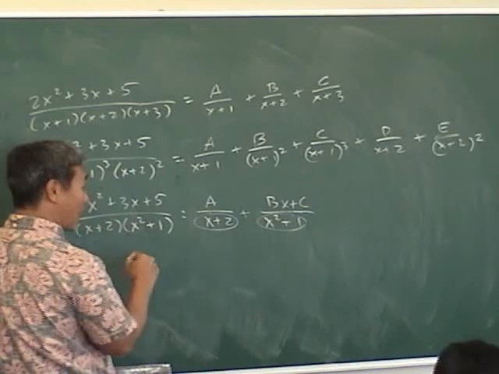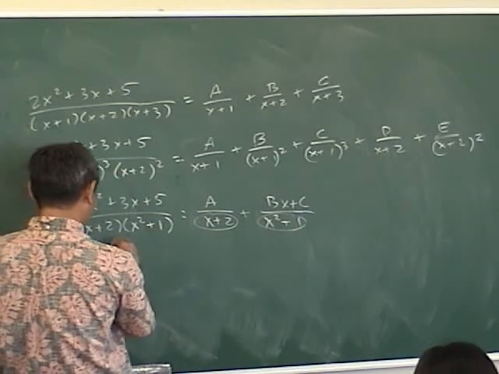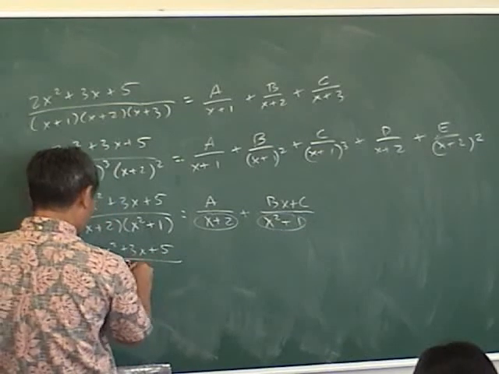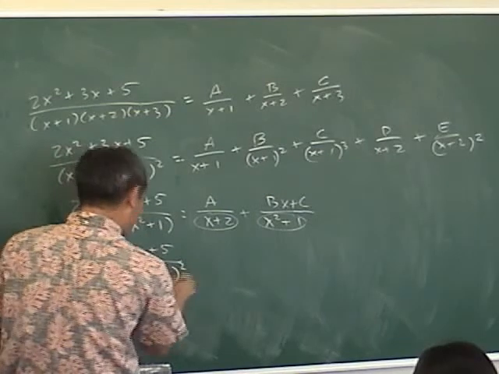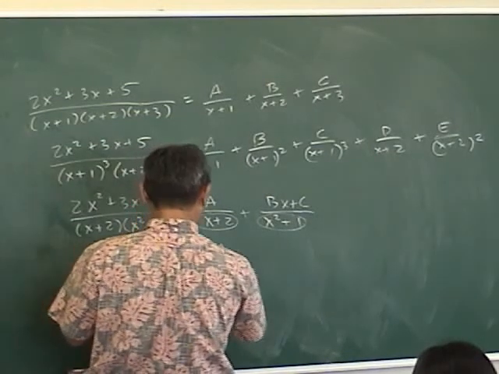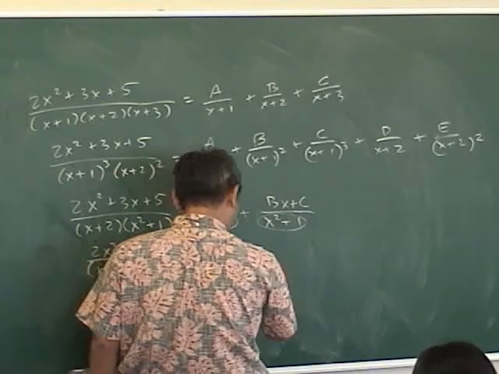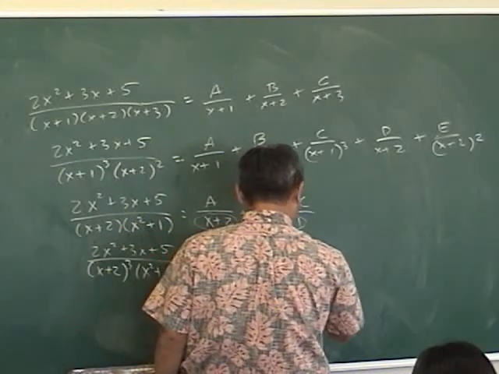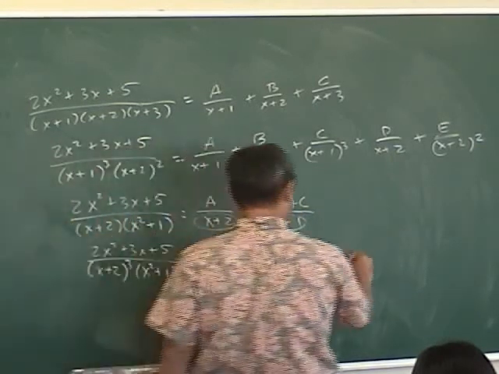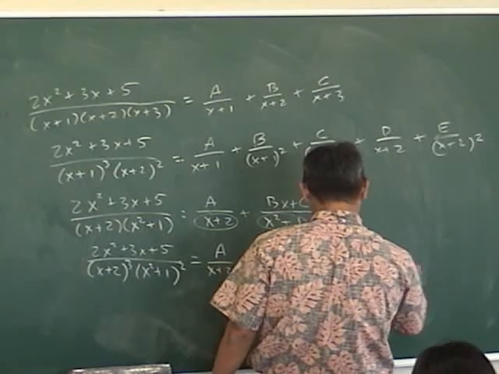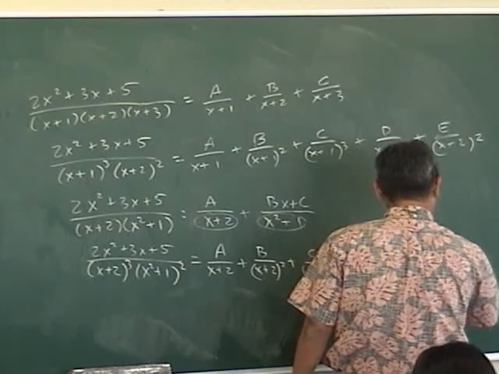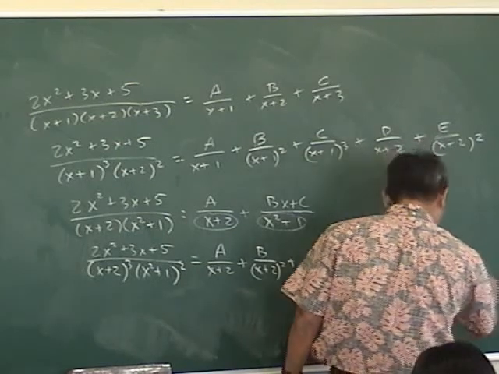Okay, now what happens when you have repeated linear and quadratic factors? So like what if you have x plus 2 cubed and x squared plus 1 squared? What if there's powers on them? Well, this is what you do. So it's going to be something over x plus 2 plus something over x plus 2 squared plus something over x plus 2 cubed. Right? We already learned that, right? But then what do we do for this one? It's going to be dx plus e, and then fx plus g, all over x squared plus 1 squared.